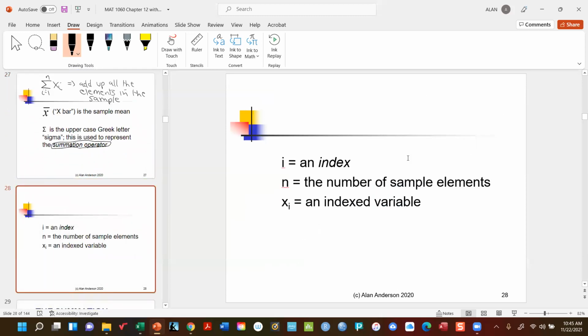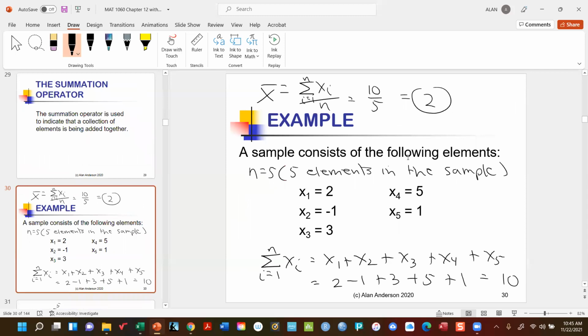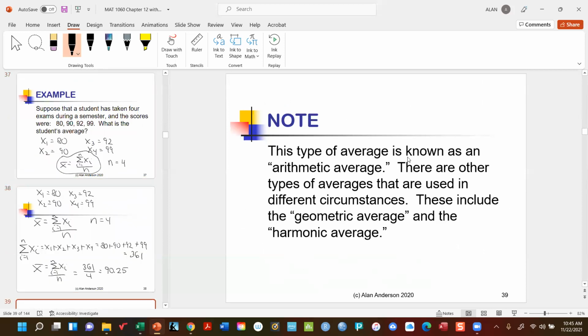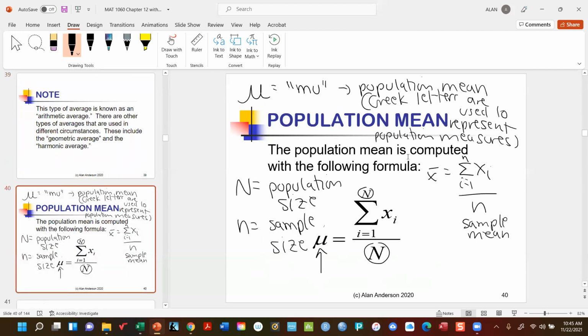All right, so anyway, the summation operator, we spend quite a bit of time practicing with the summation operator. And so let's skip ahead. And so now we just remember too, in this case, there's a separate formula for the population mean. Here's our sample mean over here.